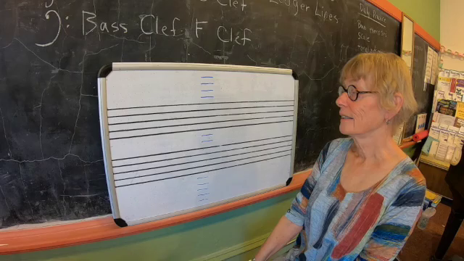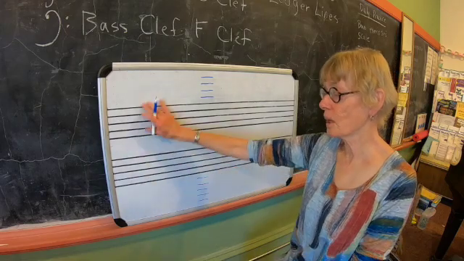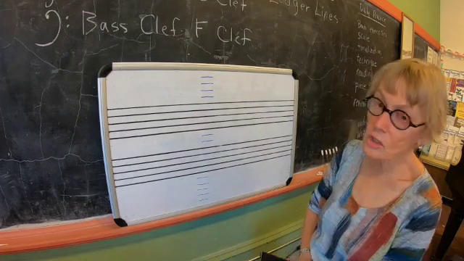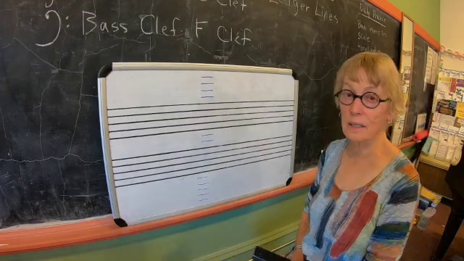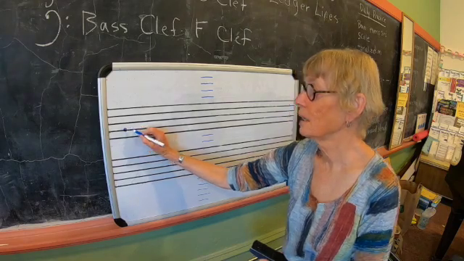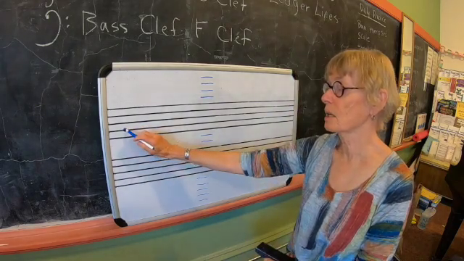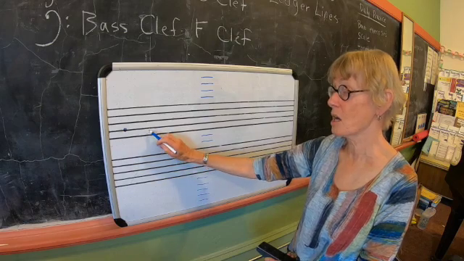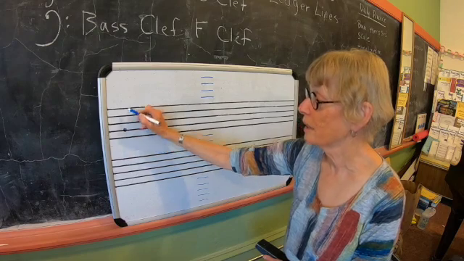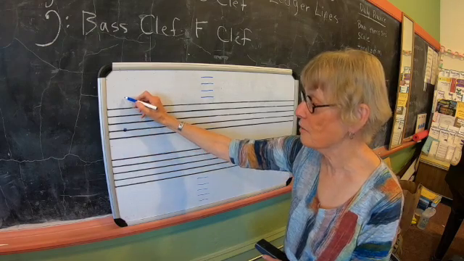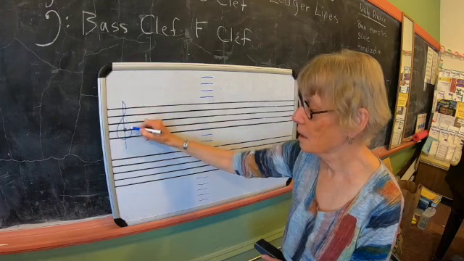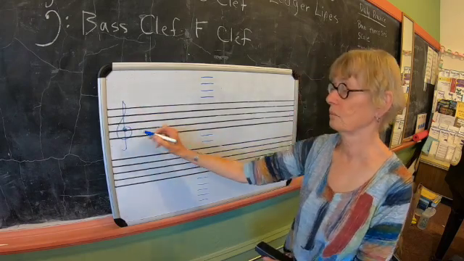Okay, so how do we know what the notes are in each line? Sometime a long time ago, somebody decided that this was going to be a G, and the G clef was going to mark the second line from the bottom, the fourth line from the top, as being a G. This became a G clef.